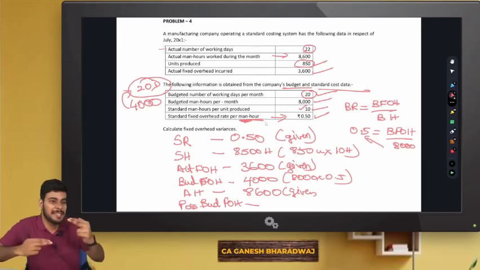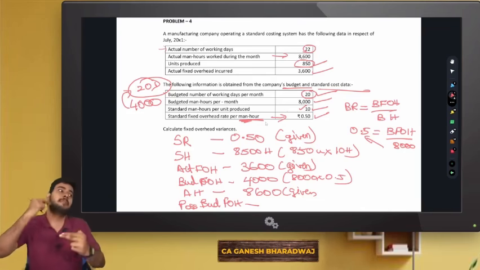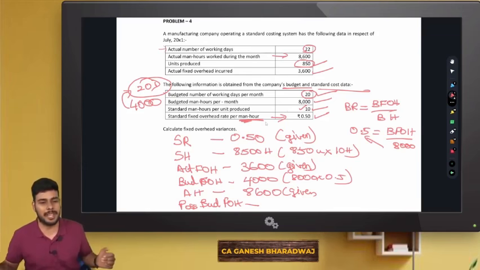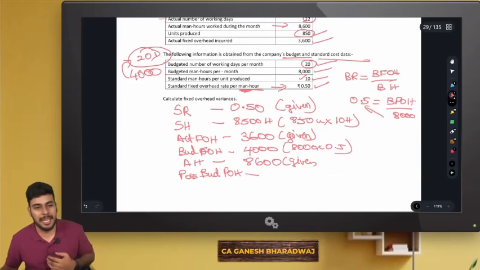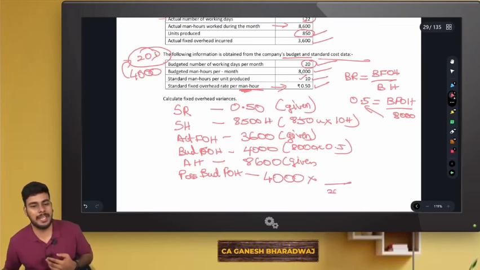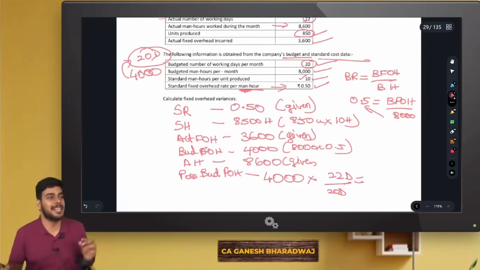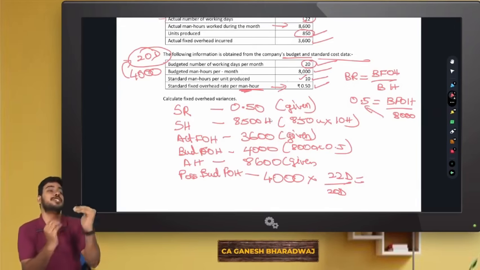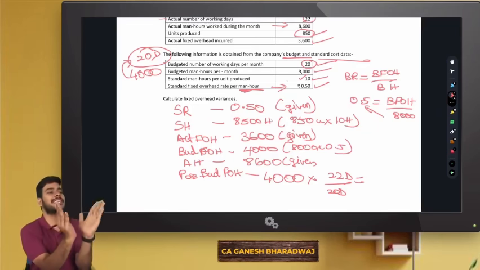So, I am revising the budget overheads. I am calling it as possible budgeted overheads. Now, tell me how much it will be. Can I say 4,000 is for 20 days. How much will it be for 22 days? It's called as calendar variance. For the 2 days extra, how much you could have incurred, that cushion gets captured in this.